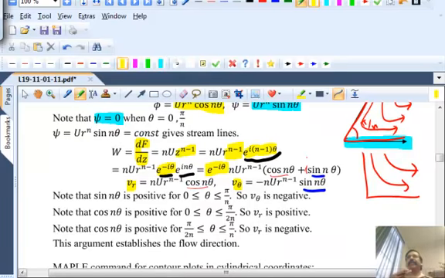Do you get an idea on how to solve potential flow problems now or not? Yeah. The straight lines like that.